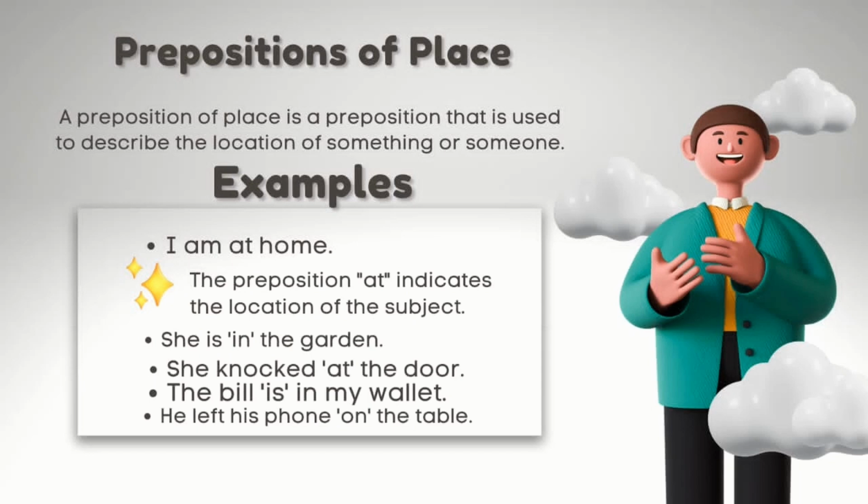For example, I am at home. The preposition at indicates the location of the subject. So that at is showing us the location of the subject. She is in the garden. So she's not outside the garden, not beside the garden, but in the garden.